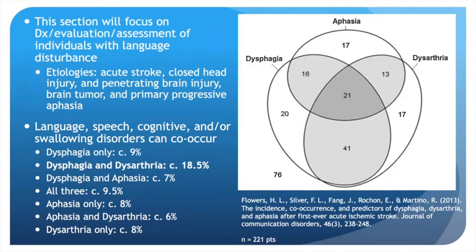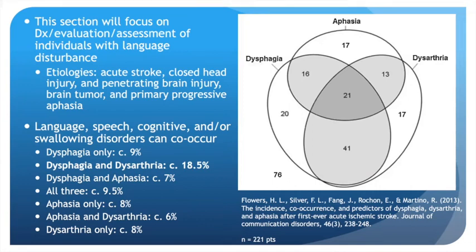So when we're looking at language, speech, cognitive, and or swallowing disorders, you can see that they actually can co-occur. There's a study by Flowers et al. from 2013 that had a sample of 221 patients, and it found that dysphagia only was found in about 9% of patients in this cohort. Dysphagia and dysarthria together were in about 18.5%, so the largest percentage.